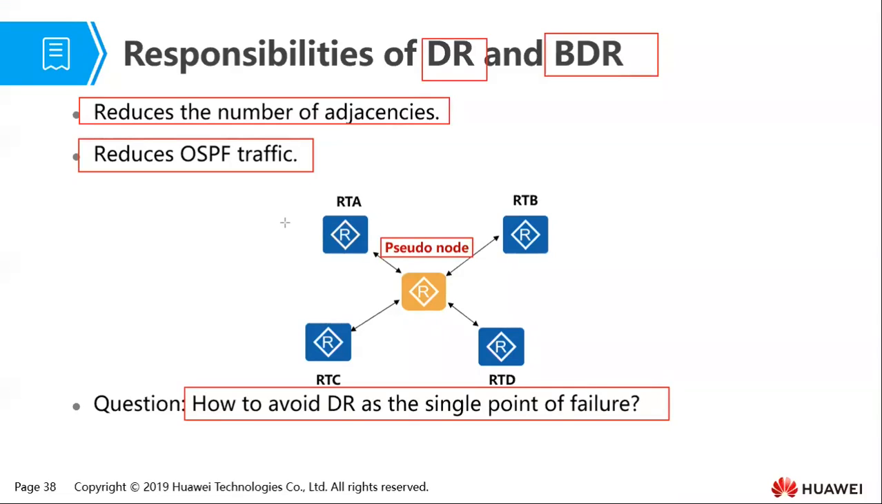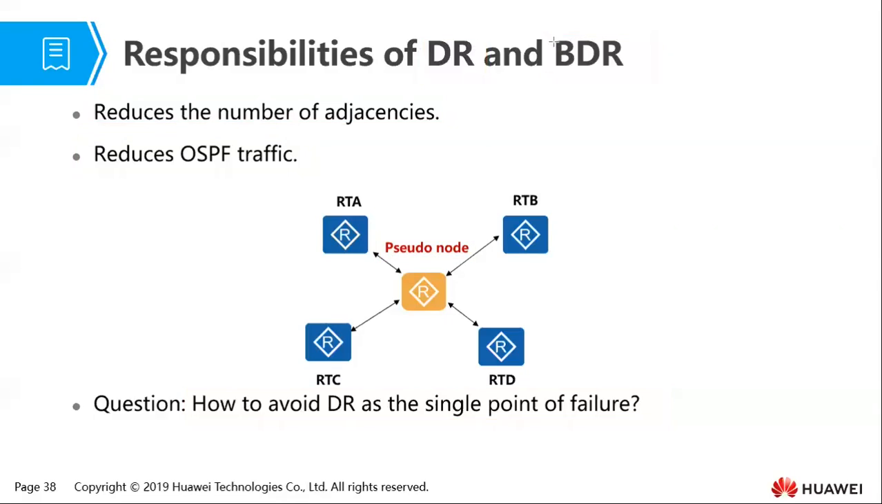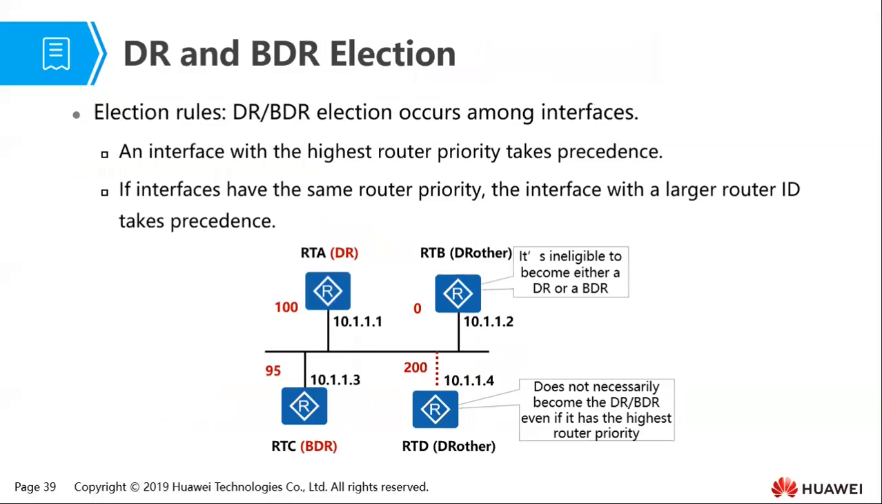Similarly, a BDR is used to prevent the single point of failure. When the DR is elected, the BDR is also elected at the same time, and in case the DR goes down, the BDR will take over as the new DR. The BDR also has everything that the DR has, so it can simply pick up and reduce the amount of time it takes for the network to reconverge after failure.